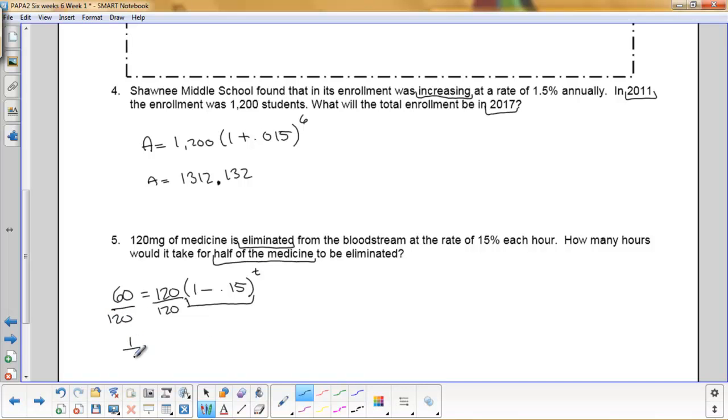Remember, the quirk of the problem is it always turns out to be what you're looking for when you divide that out. Equals 1 minus 0.15, which actually turns out to be 0.85 to the t power. Now we can make the switch. Log base 0.85 of 1/2 equals the time it will take, which is approximately 4.265 hours.